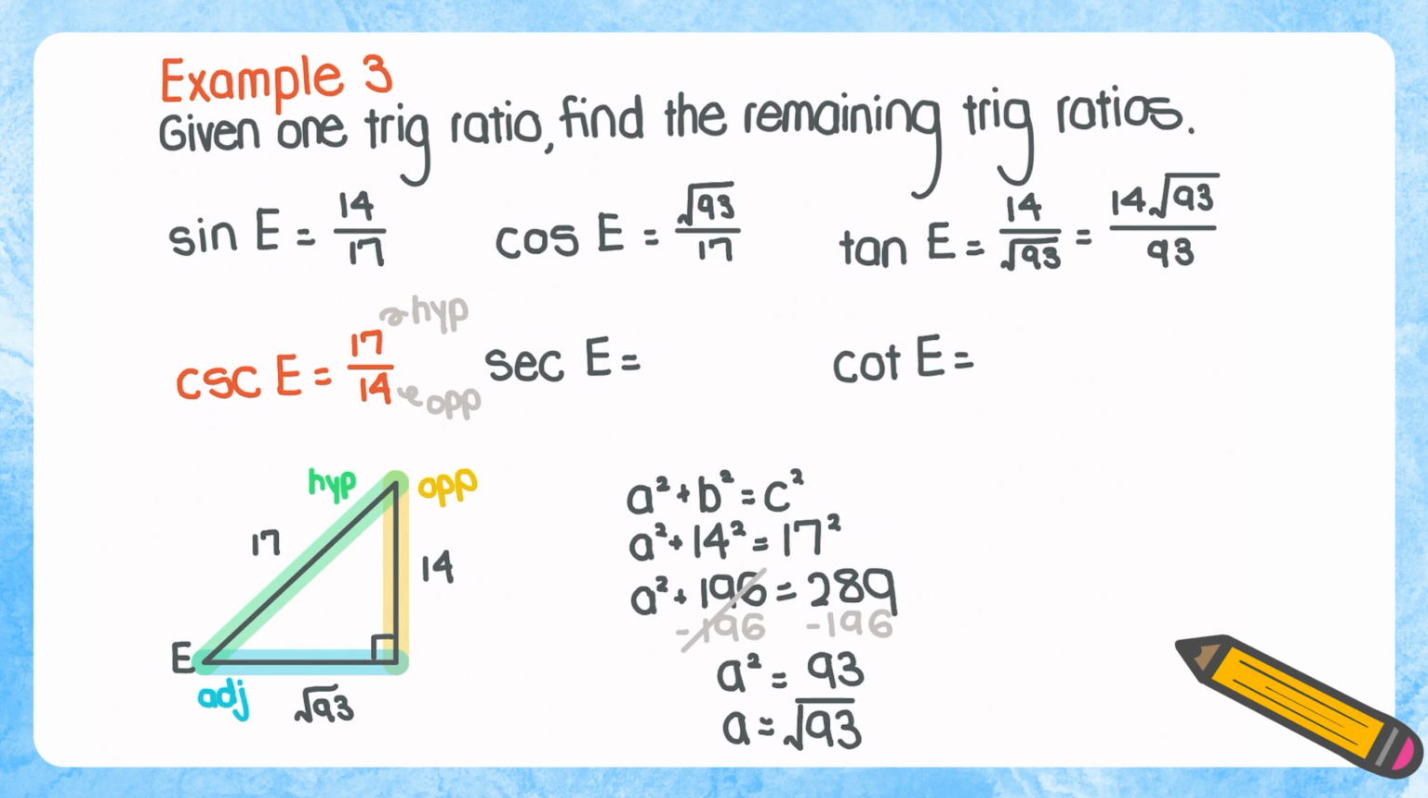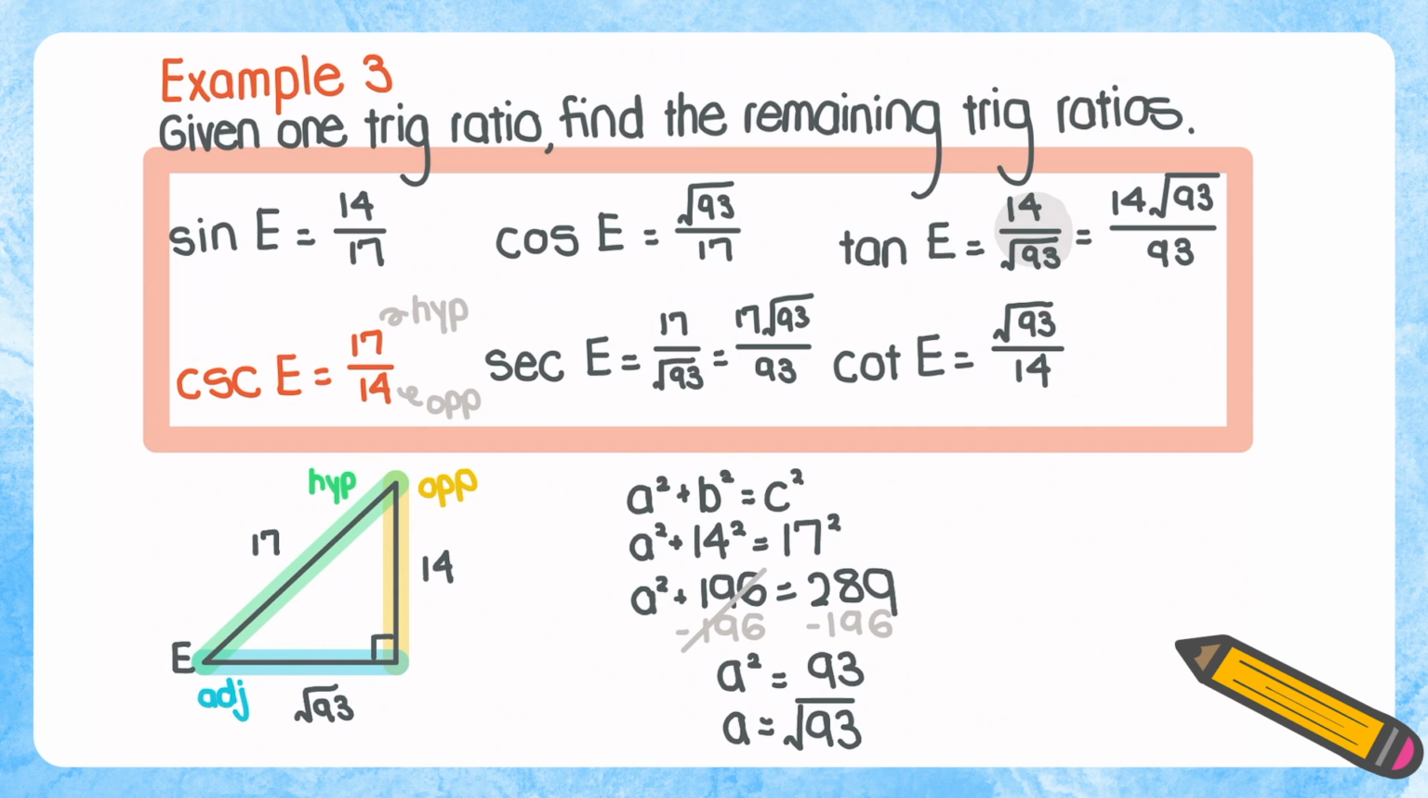Secant of e is the reciprocal of cosine of e. So that's 17 over radical 93. It's 17 times radical 93 over 93. And lastly, the cotangent of e is the reciprocal of tangent of e. So radical 93 over 14. Here, we were given cosecant of e, and we found the 5 remaining trig ratios.